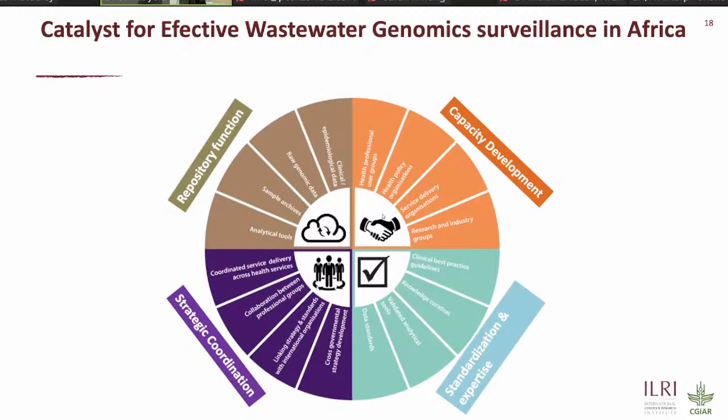So in conclusion, I pick a few things here that I would say would be a good catalyst for effective wastewater genomic surveillance in Africa. I've talked of the need of capacity development, but there's also a need to have standardization and expertise in how to handle and analyze the data that comes out of wastewater surveillance. So this needs to be standardized.